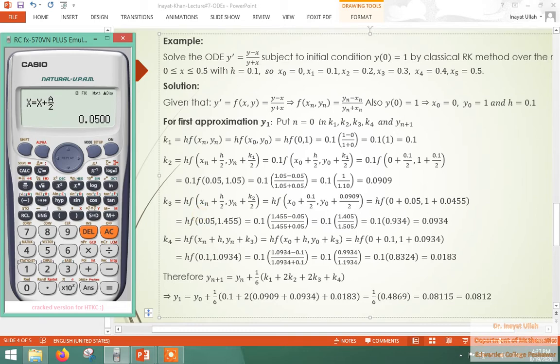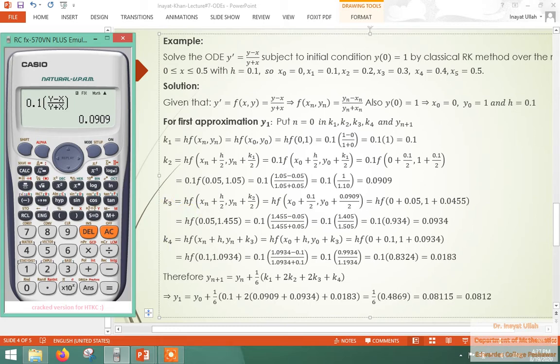You see, this is 0.05. F of 0.05 will give you the value of y, which is 1.05. And finally, it will give you the value of this fractional function, which is 0.0909. So that is 0.0909. Now again we are going to calculate k3.